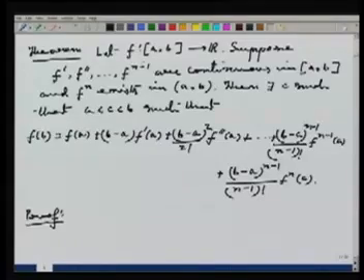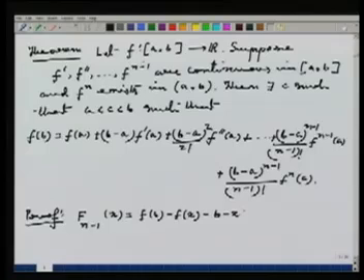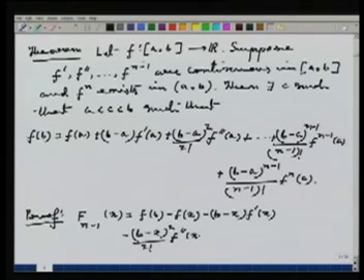First, I'm going to define a function capital F, but the function will depend on n. So I define capital F_(n-1) at x. The idea is you keep b, put x instead of a in the above expression. That is, F_(n-1)(x) is f(b) minus f(x) minus (b minus x) into f prime at x minus (b minus x) whole square divided by factorial 2 times f double prime x, and so on up to (b minus x) to the power n minus 1 by (n minus 1) factorial into f^(n-1)(x).